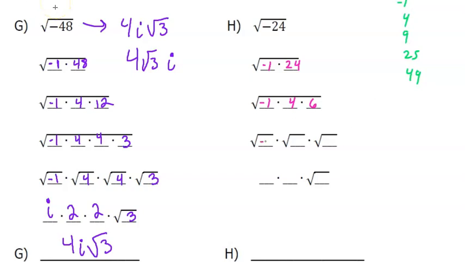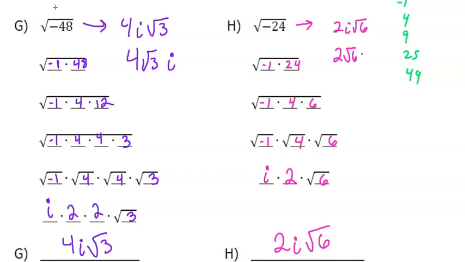So we can rewrite this as the square root of negative 1 times the square root of 4 times the square root of 6. The square root of negative 1 is i. The square root of 4 is 2. And the square root of 6 is an irrational number that can't be simplified. So our simplified square root is 2i square root 6. So the square root of negative 24 reduces to 2i square root 6, also known as 2 square root of 6i. Either one of those.